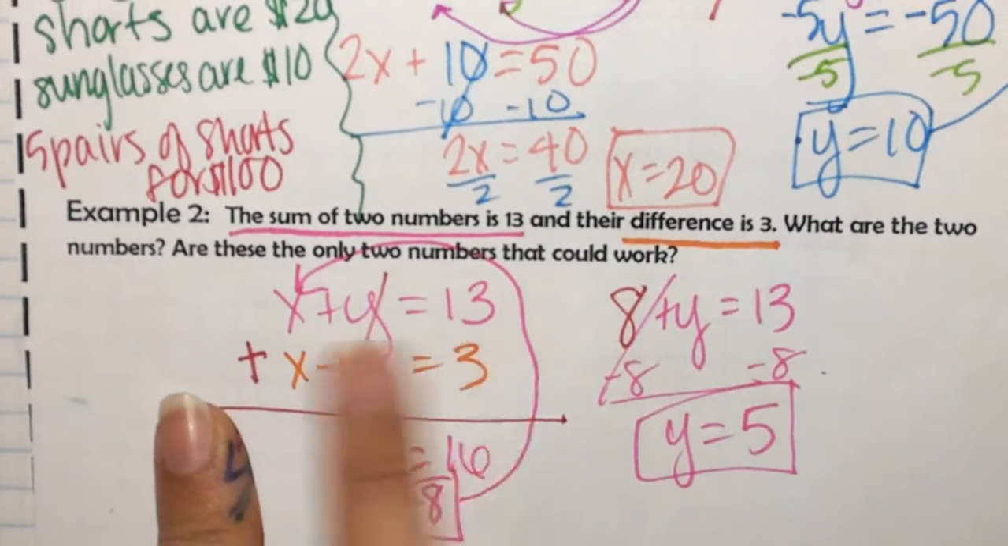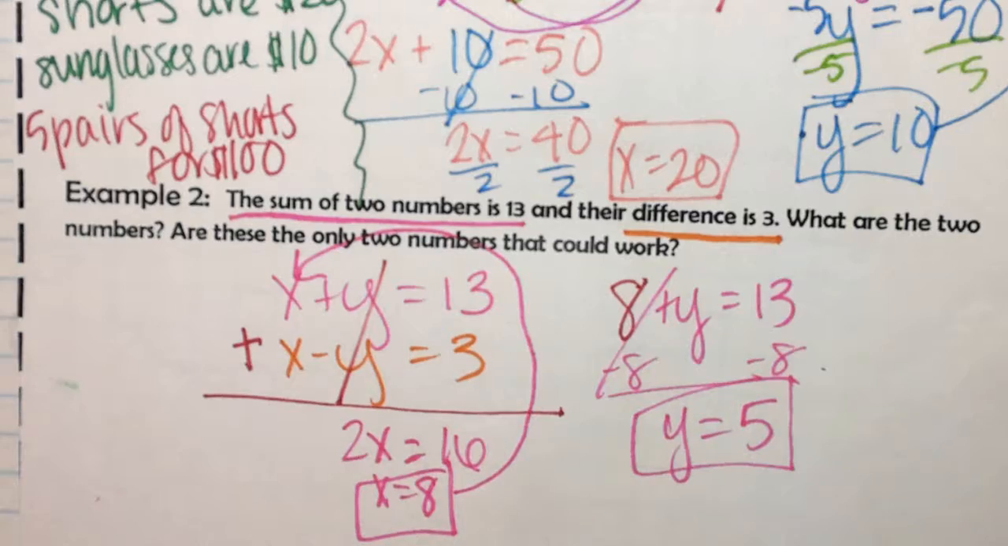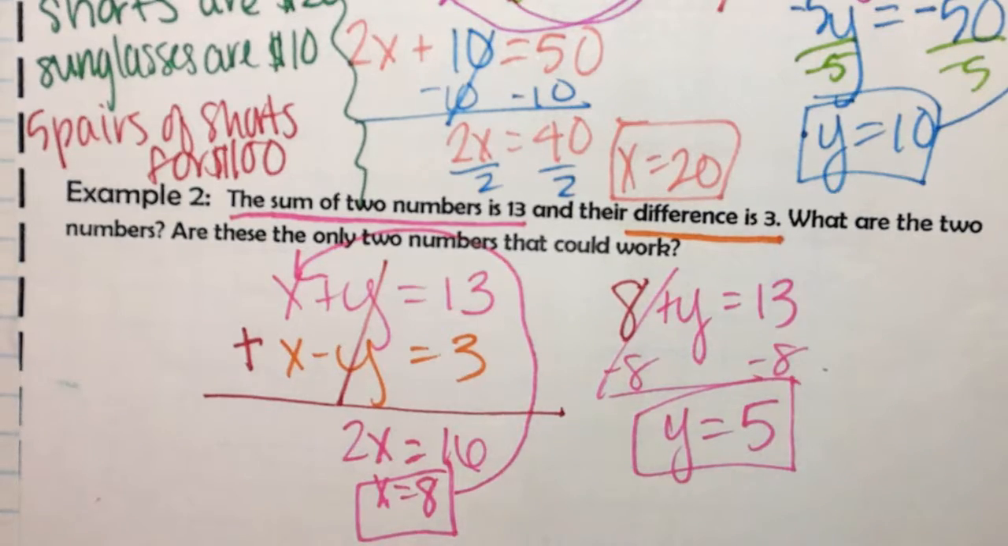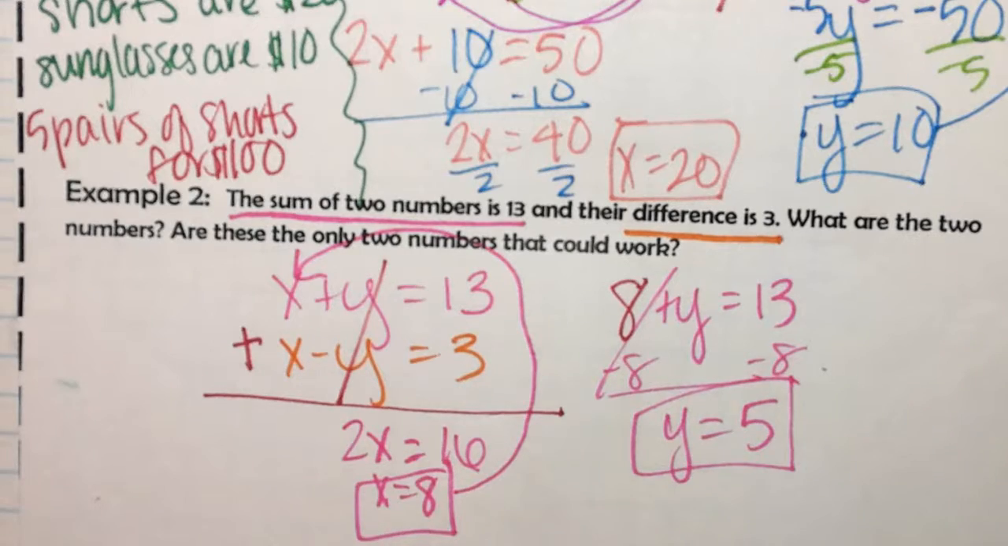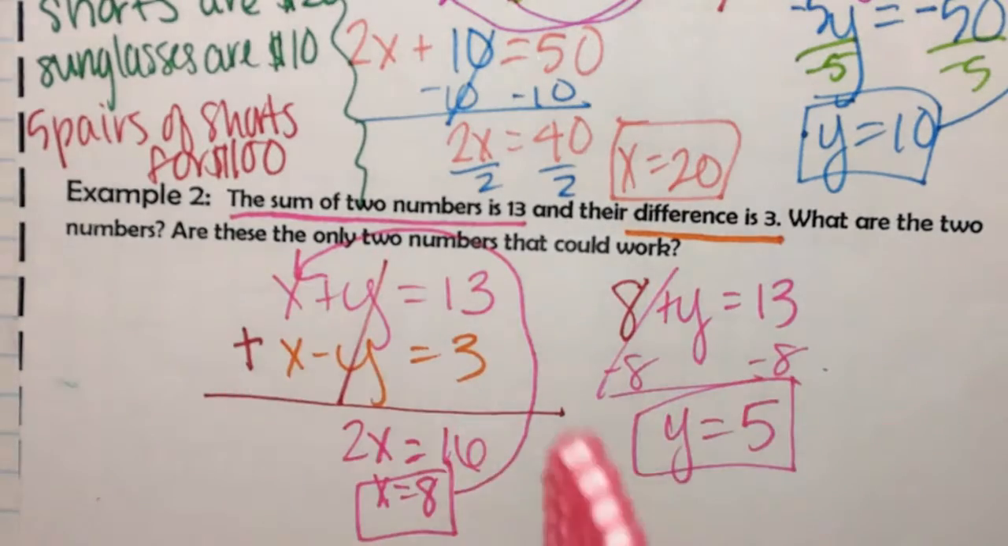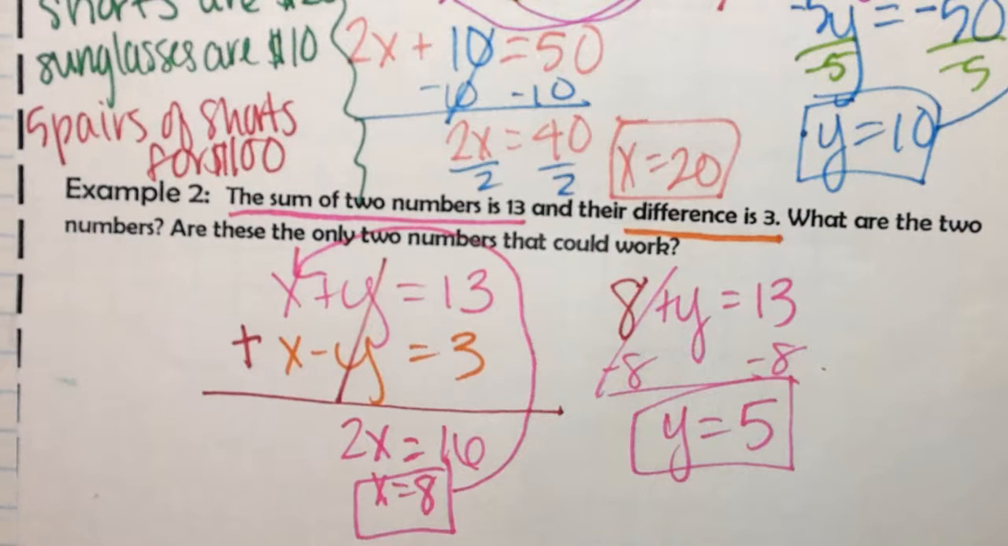All right, give me two other numbers that add to give me 13. 12 and 1. Okay, 12 plus 1 is 13, but what's 12 minus 1? 11. Is 11 3? Okay. Give me two numbers that subtract to give you 3. 7 and 4. Okay. 7 minus 4 is 3, but what's 7 plus 4? 11. Is that 13? No.